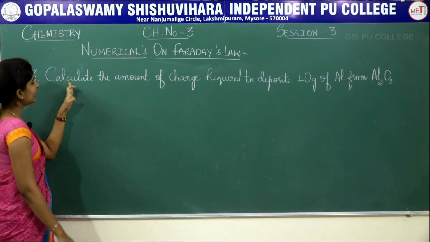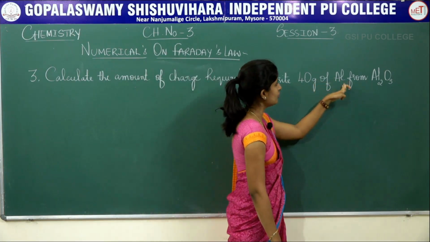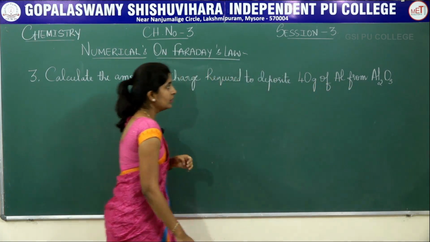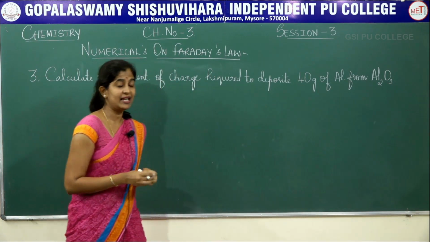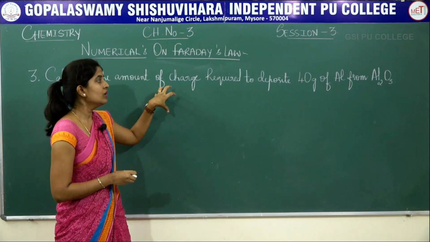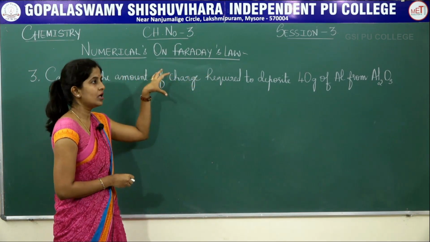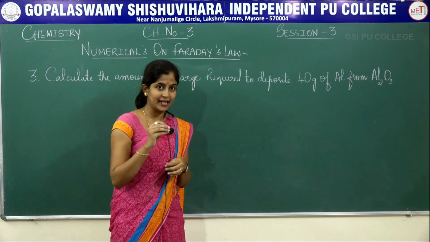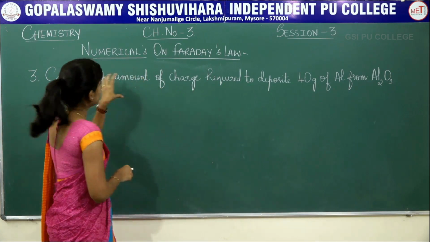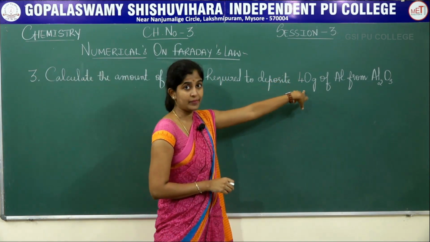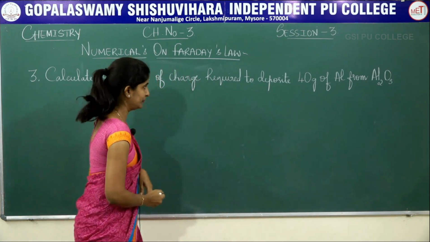So the next problem will be: calculate the amount of charge required to deposit 40 grams of aluminium from Al2O3. Here we will not be using the authentic formula. I will be telling what is the shortcut to solve this problem, which will be helpful for your competitive exams. The previous formula, the combined Faraday's first law and second law formula, can also be used, but here I will be showing you a shortcut wherein you can calculate the amount of charge required to deposit this amount. It is a shortcut and it is not a formula based answer.